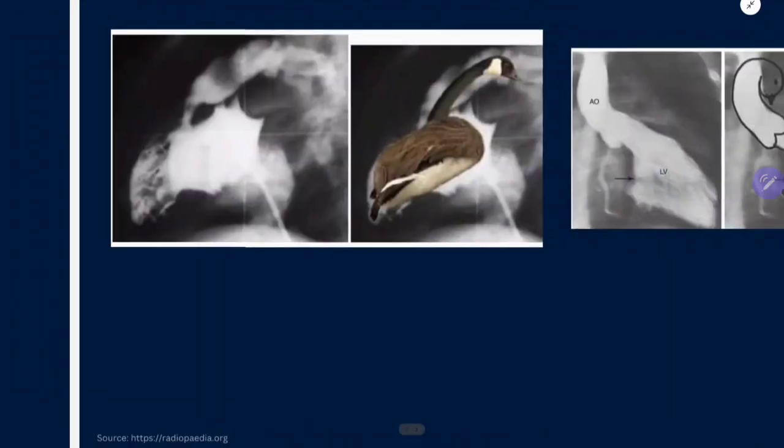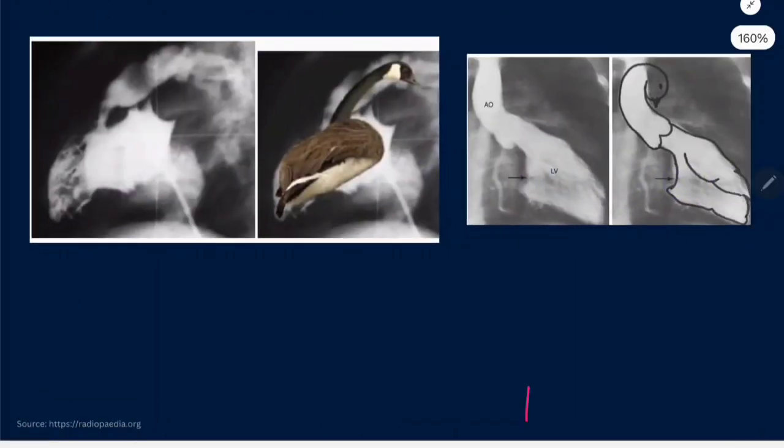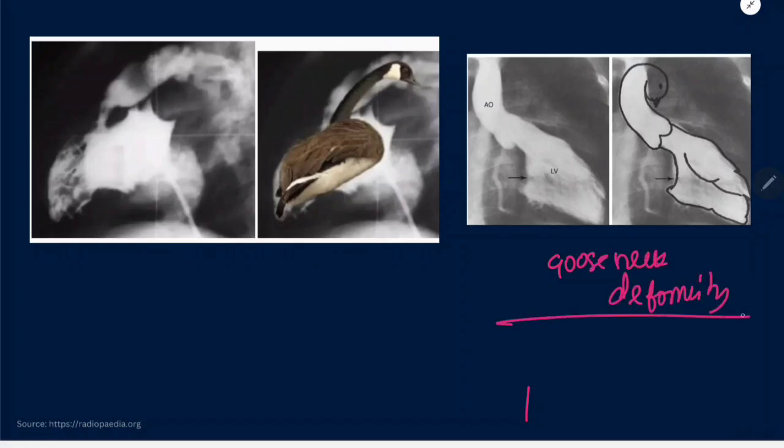Okay, that's all. Next one? So this is a gooseneck deformity. So what is this gooseneck deformity? This gooseneck deformity is seen in a condition called endocardial cushion defects.